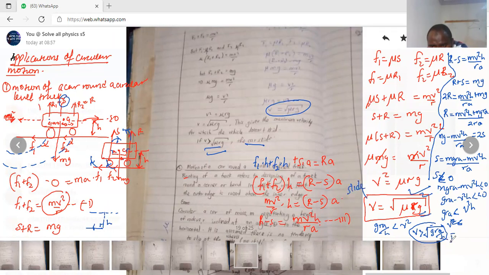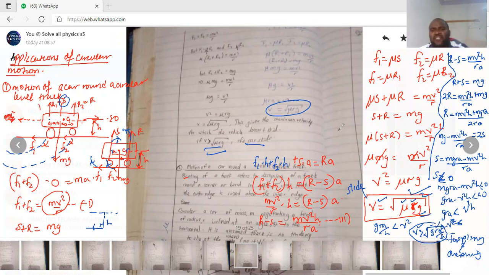Then here you get toppling and overturning. When it comes to overturning, I've told you if the car has a very high center of gravity, then it is easy to overturn. If the car is negotiating a very small radius R, it can also easily overturn. If it is speeding, it also overturns. So for sliding we only have three options: speed, mu, and R. But for overturning, we have speed, R, the distance from the center, and H.